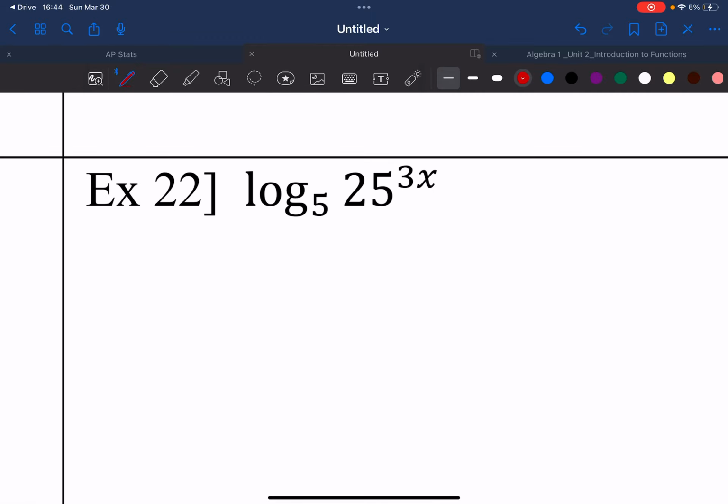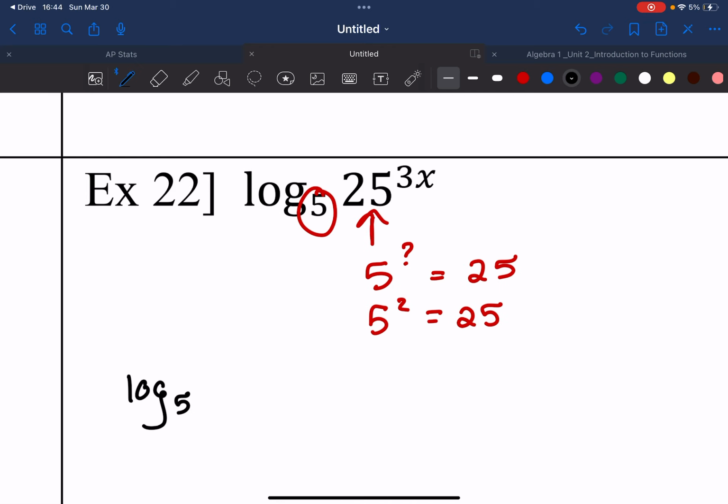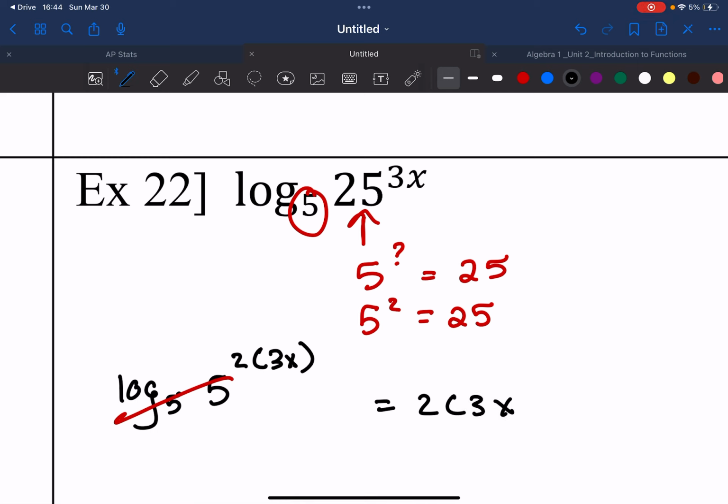Okay, this one, so notice here we have a base of 5, and then we have our number here of 25. So I have to think, 5 to what power gives me 25? Well, 5 squared equals 25. So I could rewrite this as log base 5 of 5 squared, and then bring down that 3x in parentheses, which means that the log base 5 and 5 cancel out, and I am left with 2 times 3x, which is equal to 6x, and that's my answer.